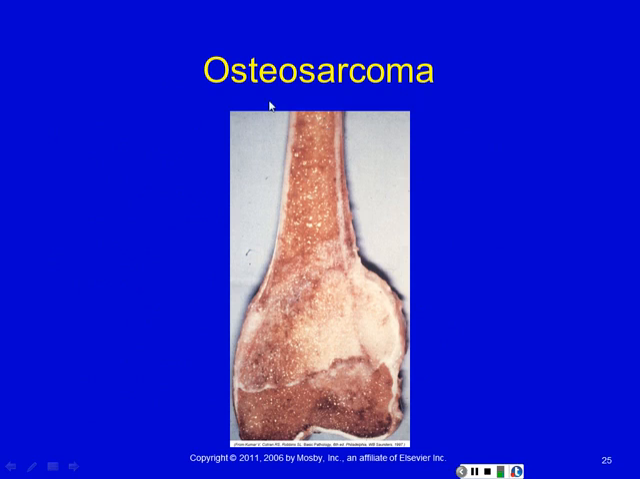This is normal, healthy, living bone up here. And you can see this big area right here. This is that osteosarcoma. So it's literally growing out of the side of what looks like the tibia here. So this is the lateral side of the tibia. So osteosarcoma.